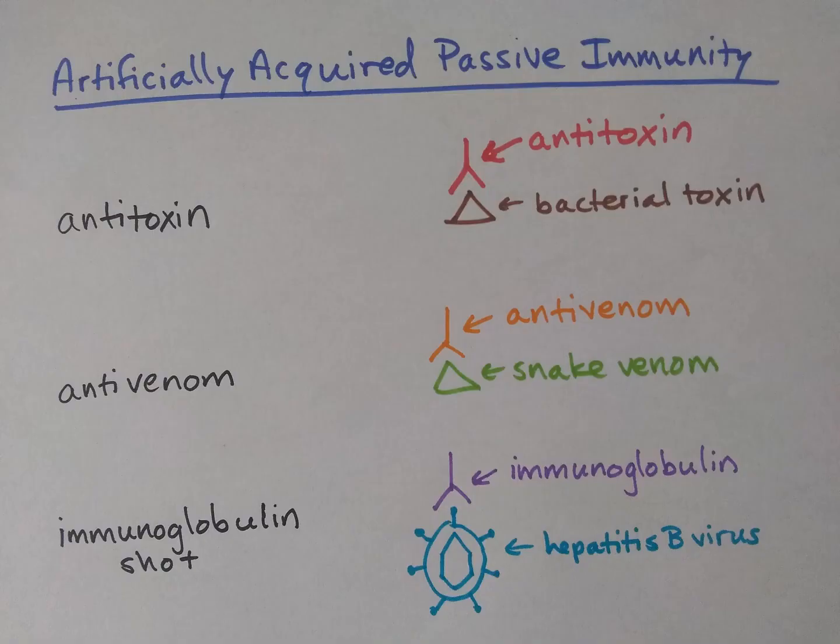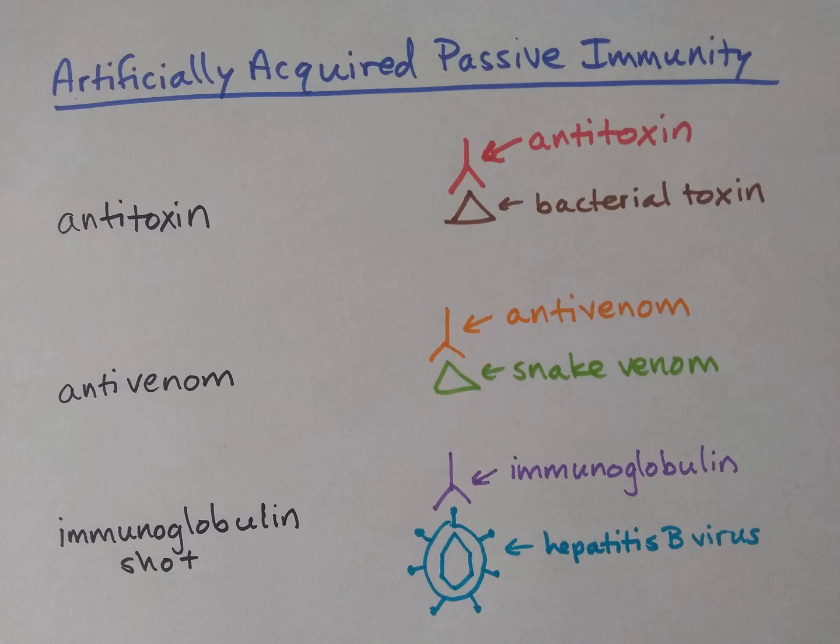So here's just some pictures of artificially acquired passive immunity. Antitoxin is where you're going to be giving an antibody that is going to bind to the bacterial toxin. So the antibodies are called antitoxin. You would inject those antitoxin antibodies into the person who is suffering from, for example, maybe tetanus or botulism. Those diseases are caused by toxins produced by bacteria, and so we can treat those diseases by giving the patient antitoxin. Antivenom is antibodies that are made against snake venom.